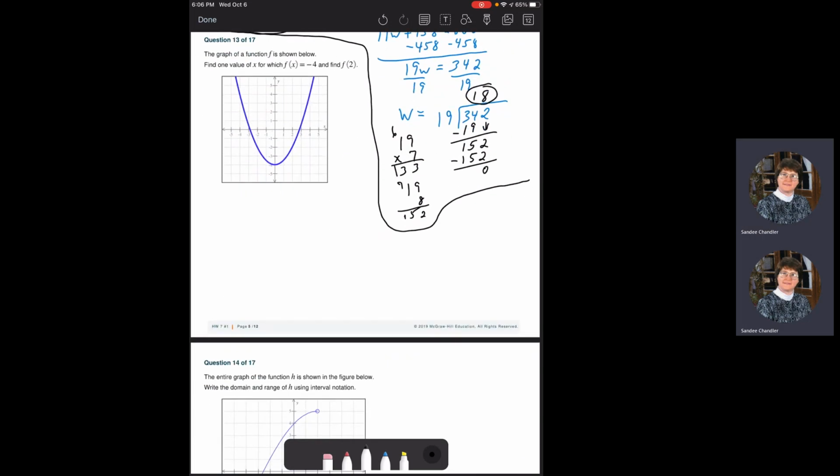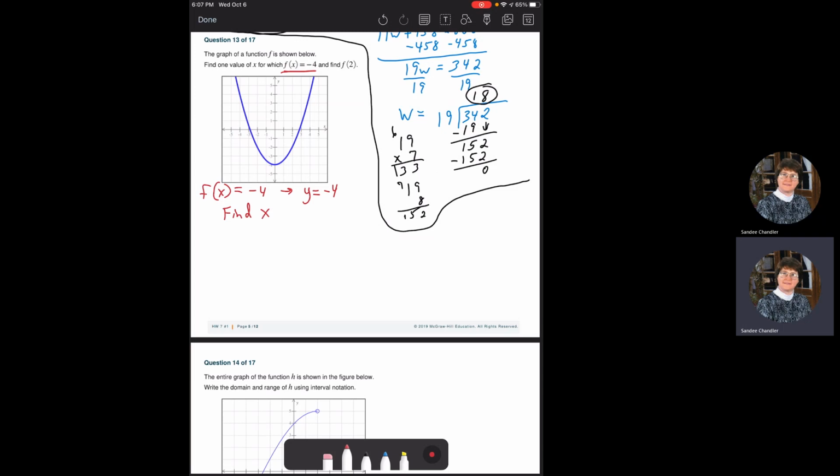Alrighty, the next one, question 13. We have the function f. The graph of a function f is shown below. It's a parabola. Find one value of x for which f of x equals -4, and find f of 2. All right, so when f of x is -4, this is your y value. f of x equals -4 tells you that y equals -4, and they're asking you to find x.